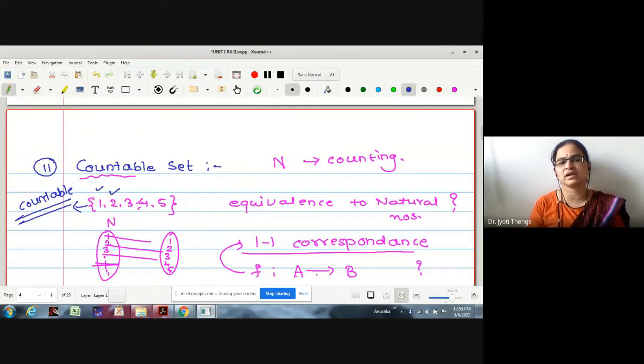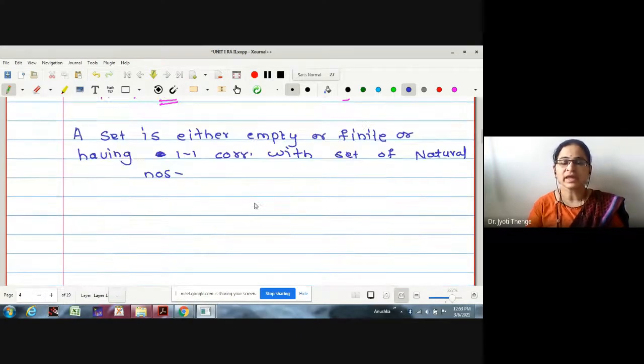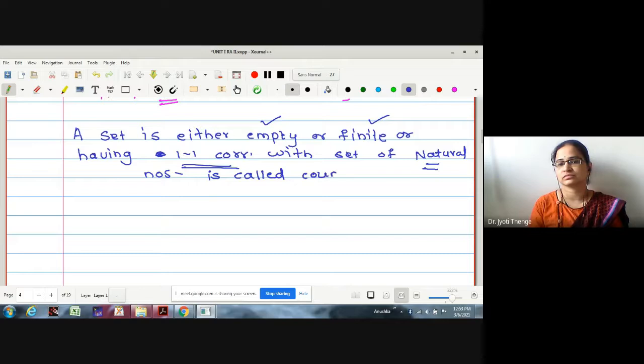First element, second element, third, fourth and fifth. I can count the number of elements. Therefore, this is a countable set. Okay? This is finite rather. Therefore, empty is countable, finite is countable, and those infinite sets which have one-one correspondence with the set of natural numbers are called countable sets. Is the definition clear? Yes, ma'am. Okay.